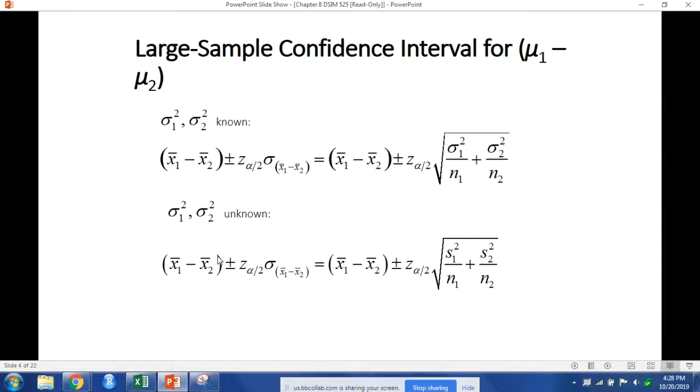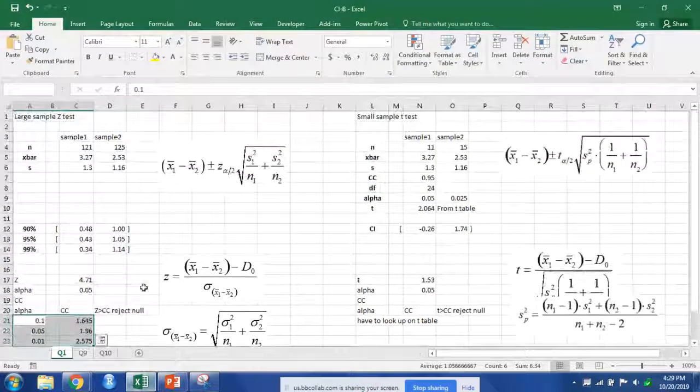If we have a large sample size, then we will use a z-test to calculate our confidence interval. If we know the true population variance, then we will use the formula for known variance, and if we do not know the true population variance, then we will substitute in the sample variance. Either way, we take the difference in the means and add and subtract the z-value for the particular confidence level times the square root of the first sample variance divided by its sample size plus the second variance divided by its sample size. So I've created a small spreadsheet to help us out with that.